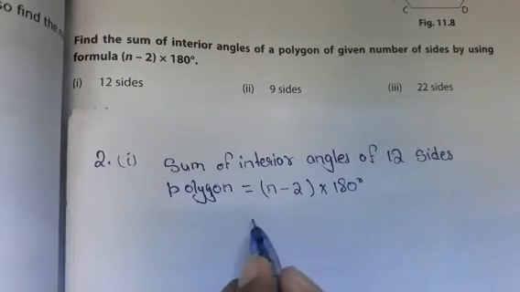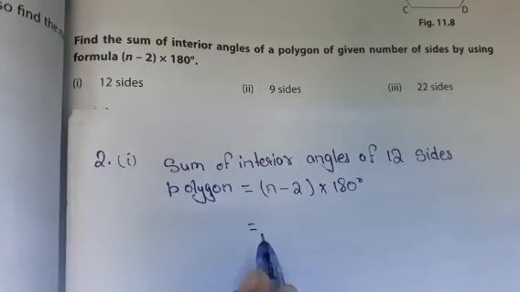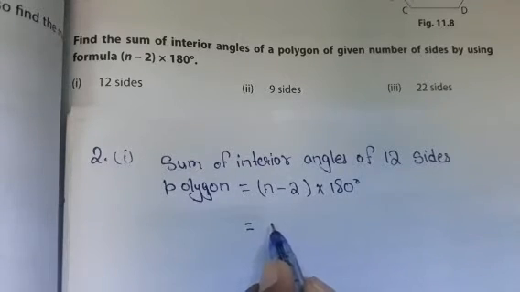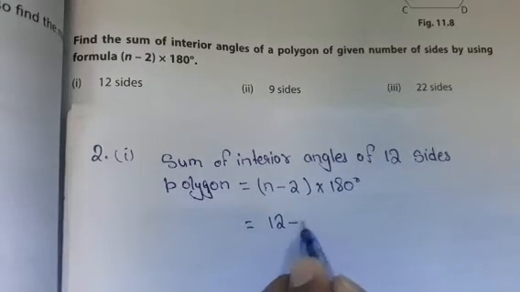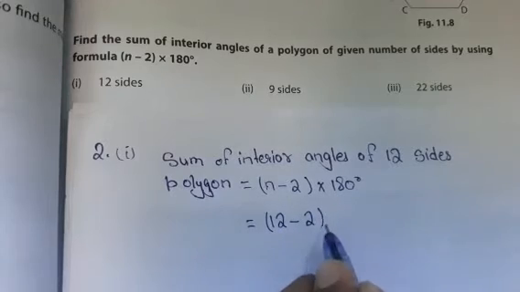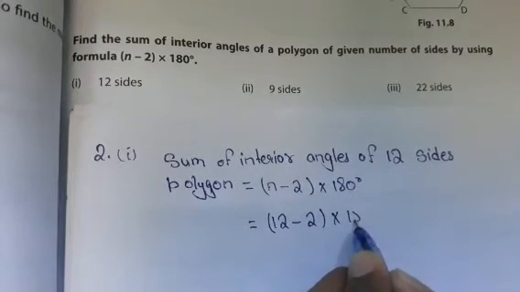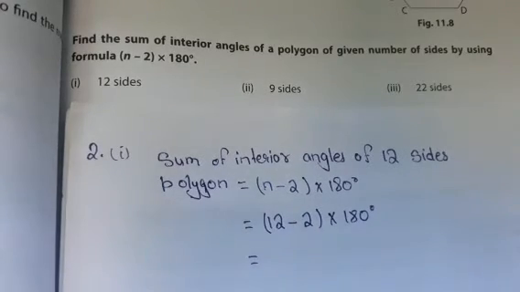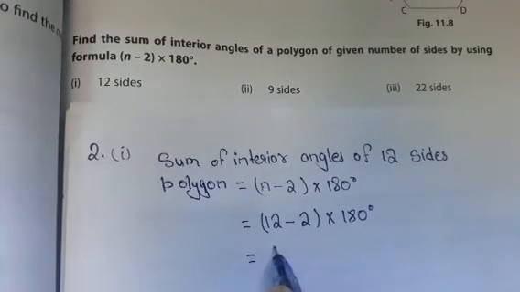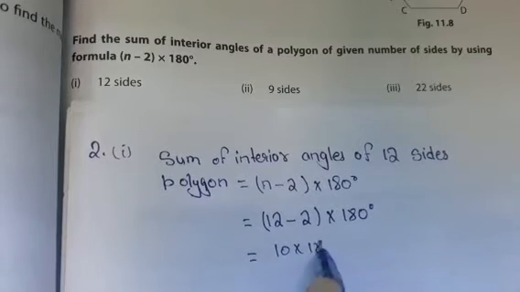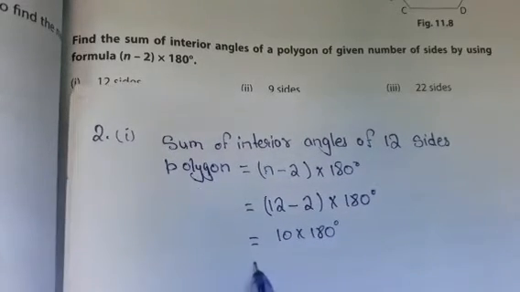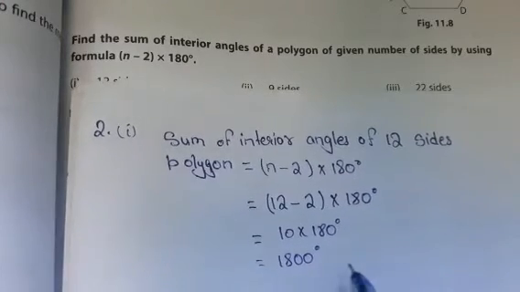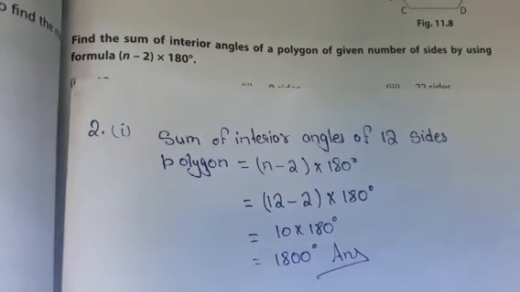Now solve it. N stands for number of sides of the polygon. Here, as mentioned in the question, there are 12 sides, minus 2 into 180 degrees. So 12 minus 2 is equal to 10, into 180 degrees is equal to 1800 degrees. This is the answer.